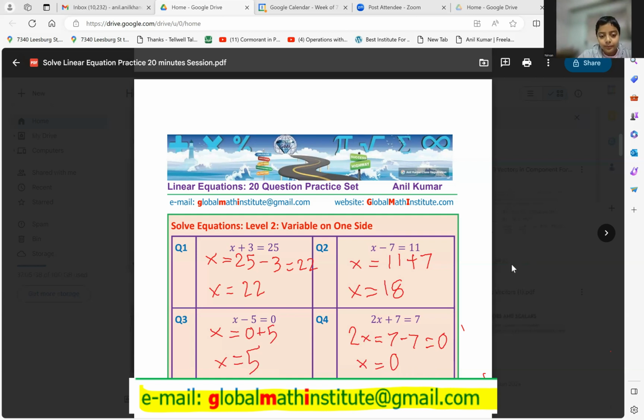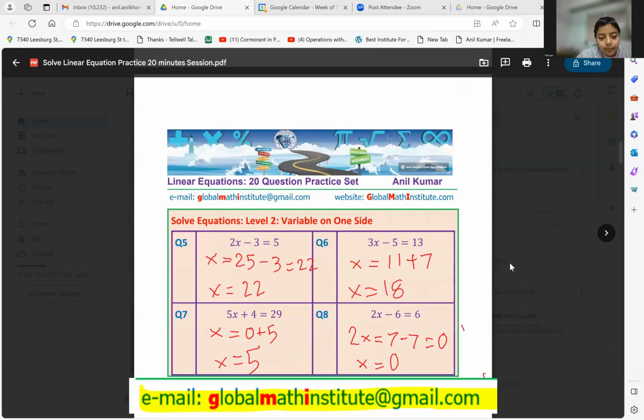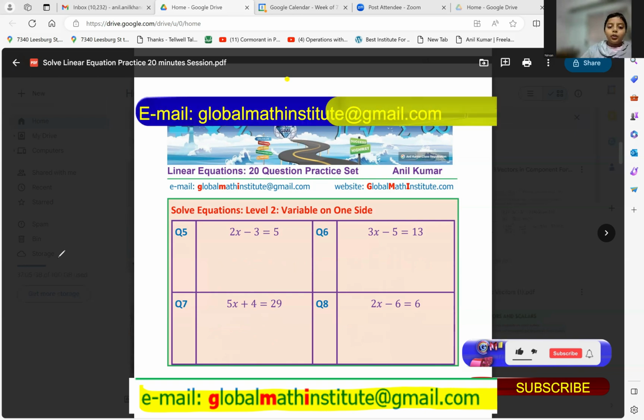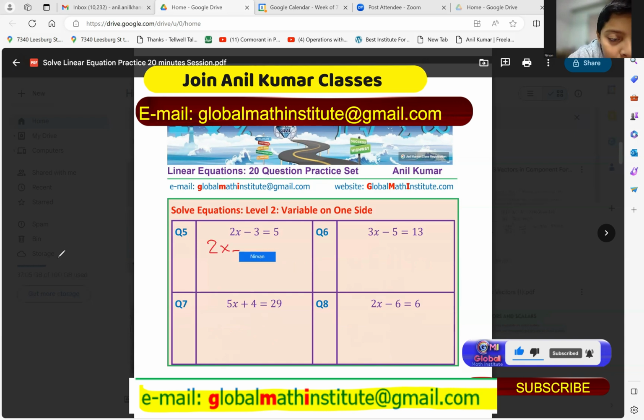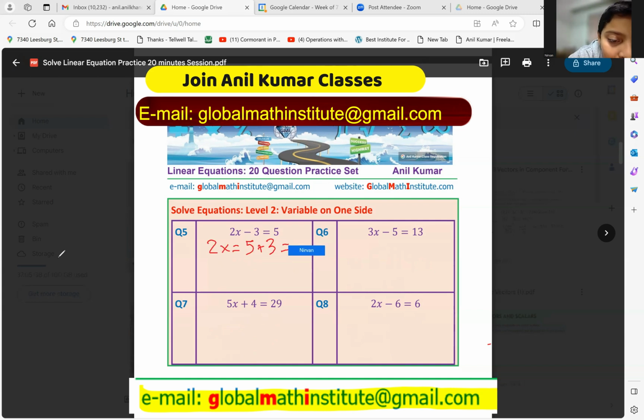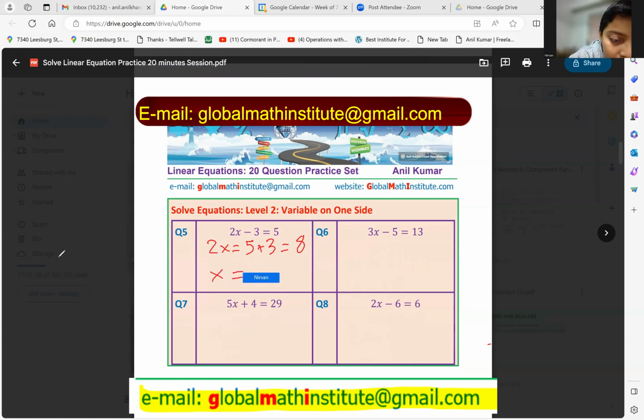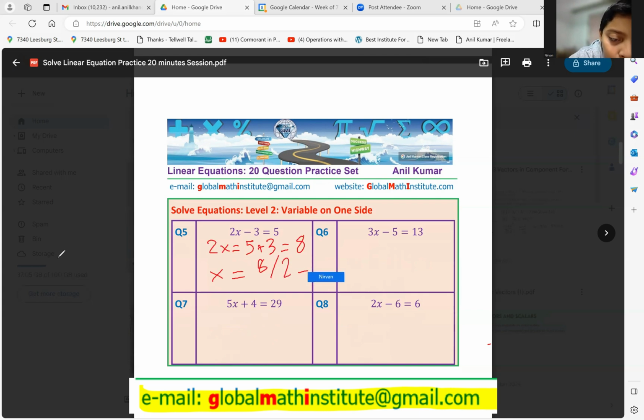So we'll move on to the next set of questions, which is question number 5 to 8. Okay. So 2x, remember, it means 2 times x. Right. You have to bring it to the other side. 2x equals 5 plus 3, which is 8. Correct. So 2x equals 8. X equals 8 divided by 2, which is 4. Perfect. That is the correct answer. So if you substitute 4 here for x, you get 2 times 4 is 8. 8 minus 3 is 5. So you know it is the correct answer.